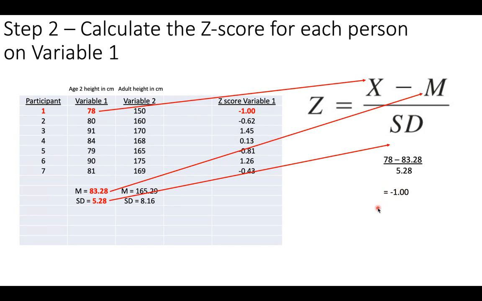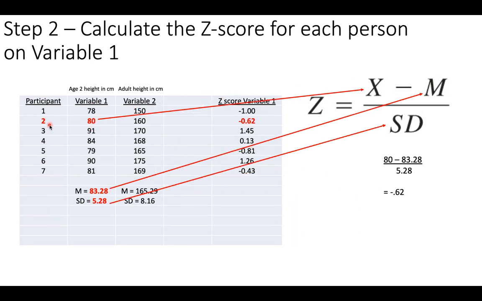This negative sign is crucial because the point of a correlation is to understand if you're high on one variable, are you high or low on the other variable? If you're low on one variable, are you high or low on the other variable? So we need to know the relationship of each person to the mean. And in a z-score, the sign tells us that. If you have a negative sign, you're below the mean. If you have a positive sign, you're above the mean. So we plug and chug for person 1, variable 1, and we get negative 1.0.